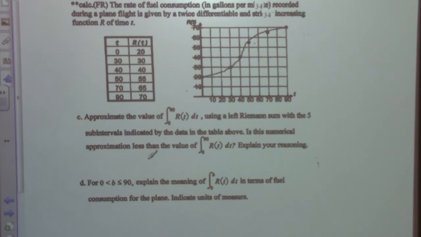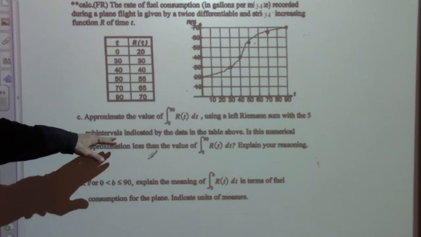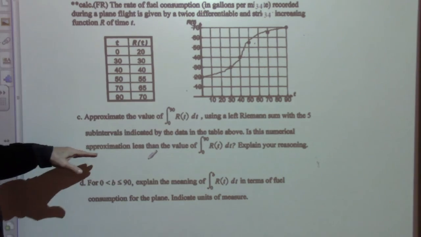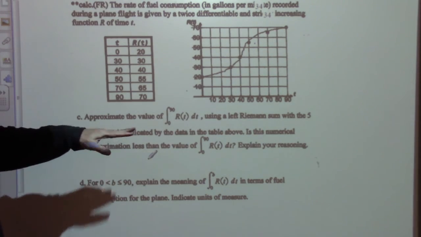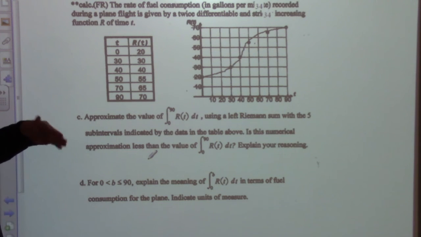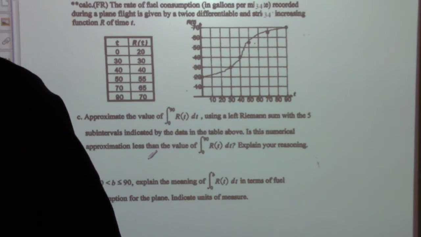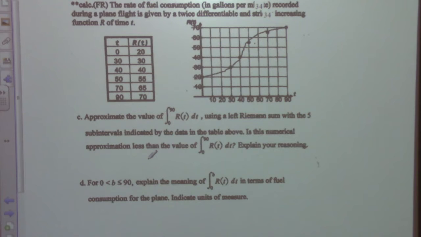Then they ask this follow-up question: is this numerical approximation less than the value? So actually it's a two-part question, right? Okay, all right, so let's go ahead. Can we approximate using the value first? Yes, so let's do part C, let's start this out.